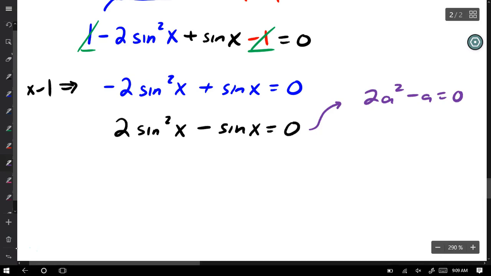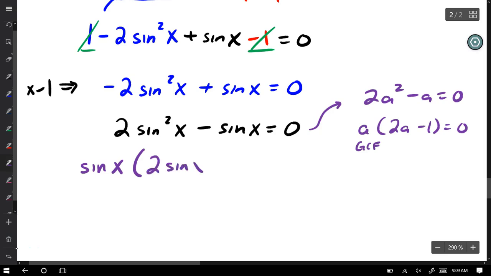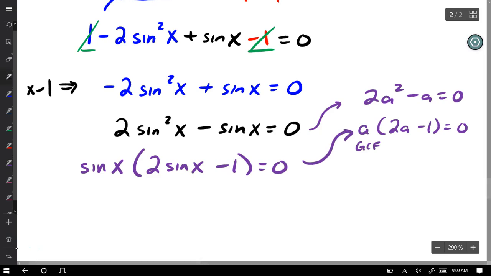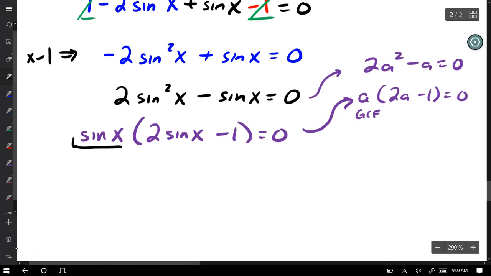So if I do this and think about factoring, there's a GCF. They both have an a, and I can factor that out. And I bet you that same GCF factoring technique is going to help us out here. 2 sine squared of x minus sine of x. In fact, it does. They do have a sine of x in common. And if I factor it out, I'm left with a 2 sine of x minus 1. Same structure as what we have there. So now that it's factored, set each one equal to 0 and solve.